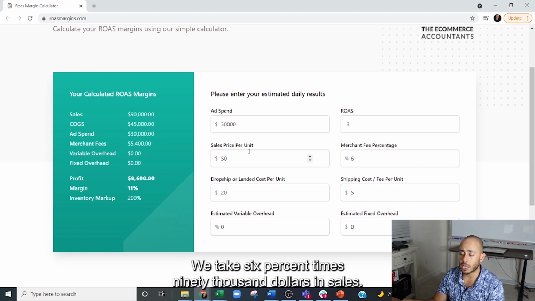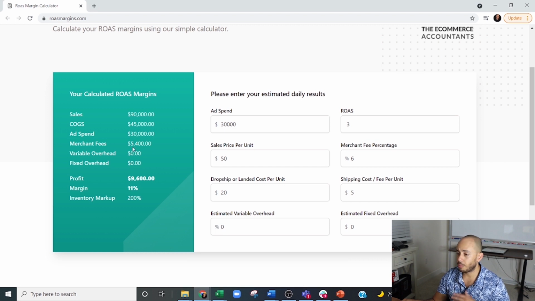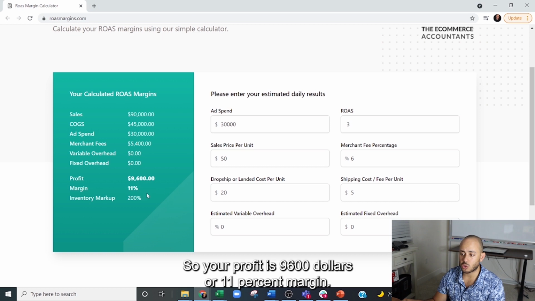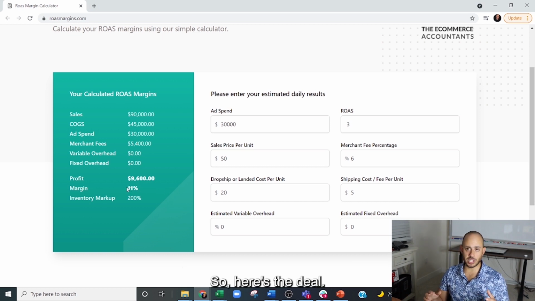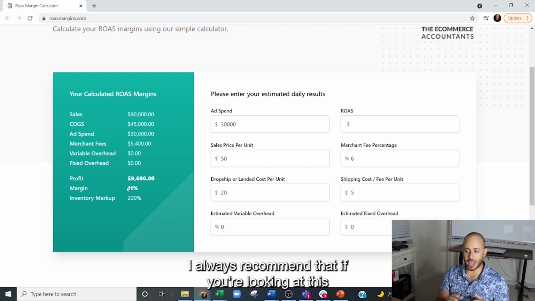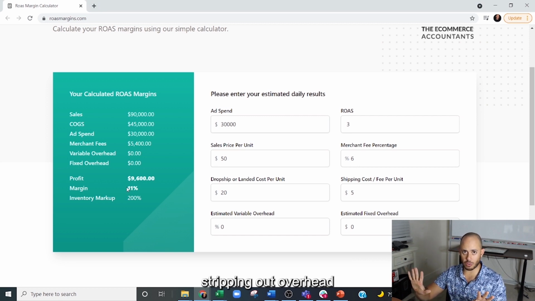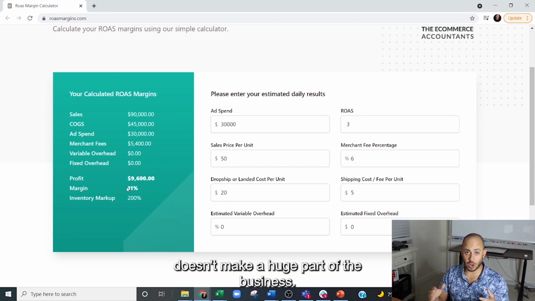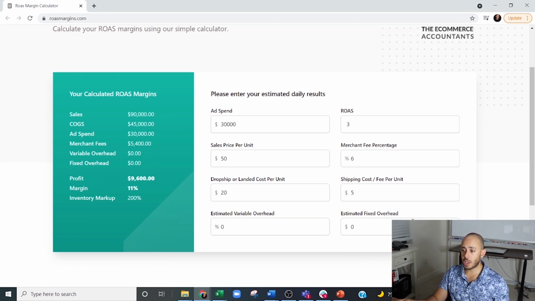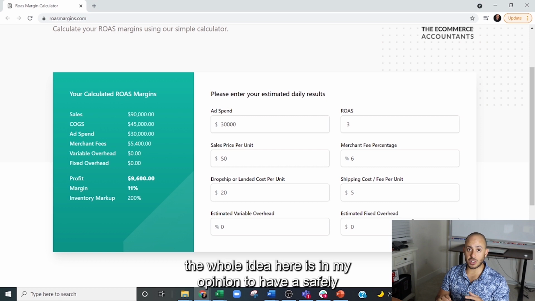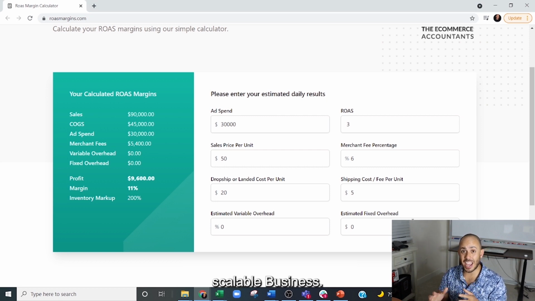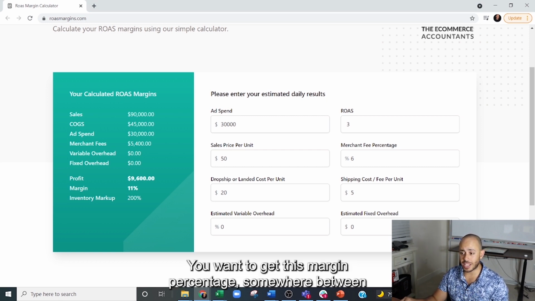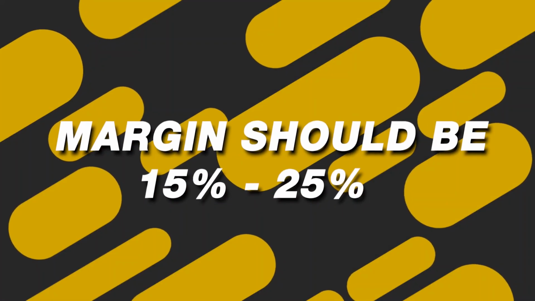We take 6% times $90,000 in sales, $5,400. So your profit is $9,600 or 11% margin. So here's the deal. I always recommend that if you're looking at this, stripping out overhead, because you'll see as you scale, especially fixed overhead doesn't make a huge part of the business. But the whole idea here is, in my opinion, to have a safely scalable business, you want to get this margin percentage somewhere between 15 and 25%.